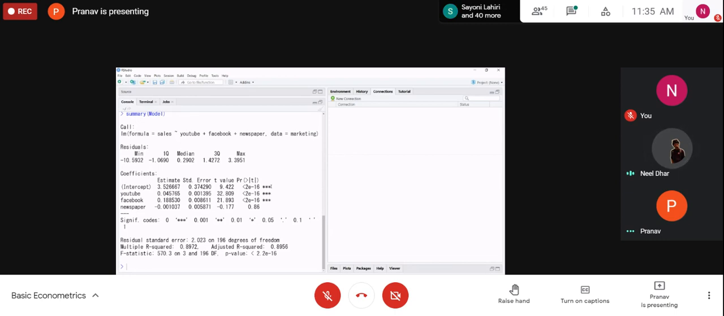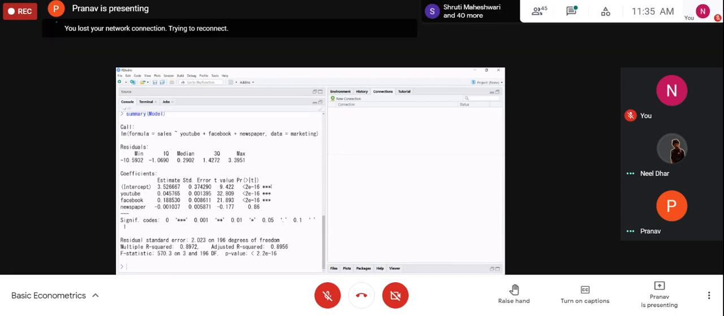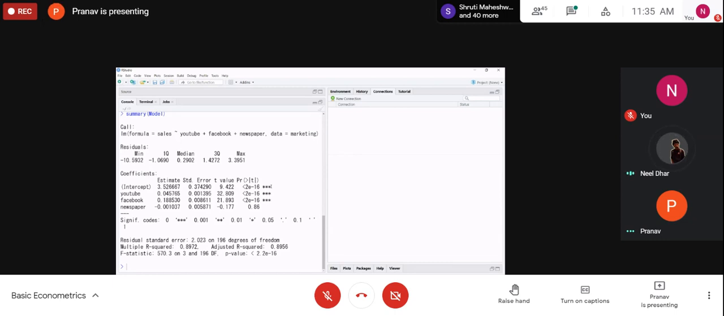So the value is 2e minus 16, which is 10 power minus 16. If it is 0.1%, then there are 2 stars. If it's 1%, there's 1 star. And if it's 5%, then so on and so forth. They've given the codes out there. So up to that level of significance, we can take the test. So here we can say that it is the most significant.